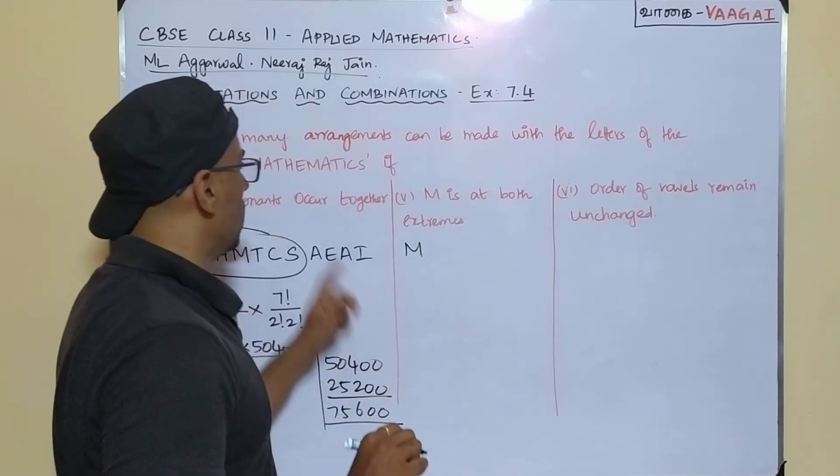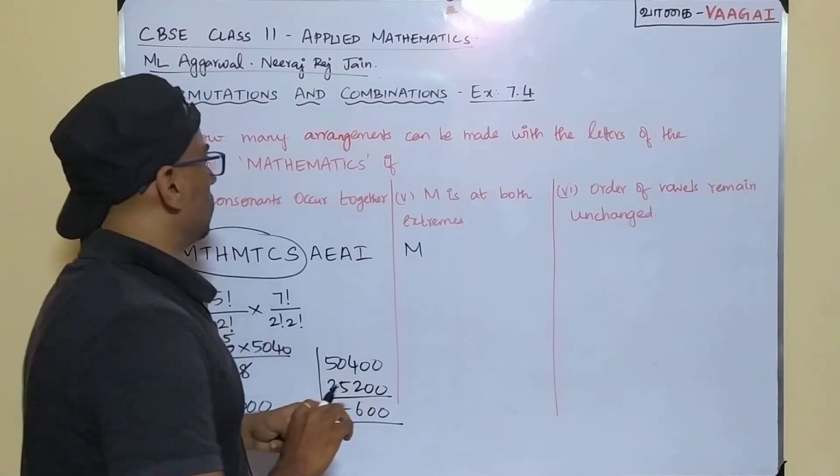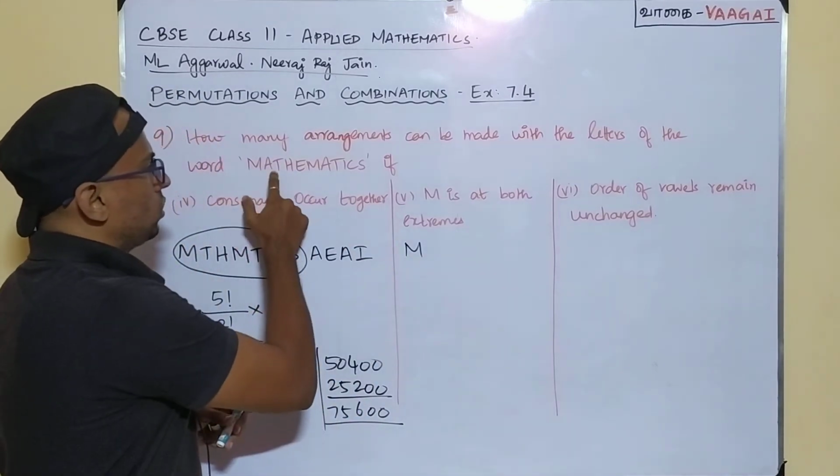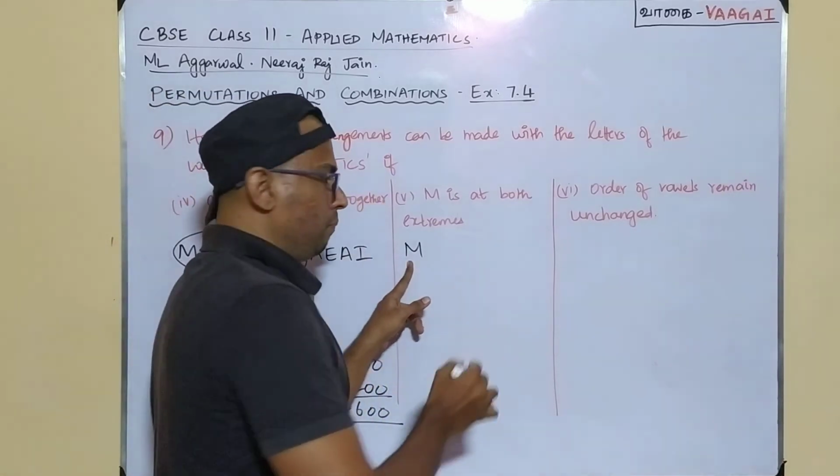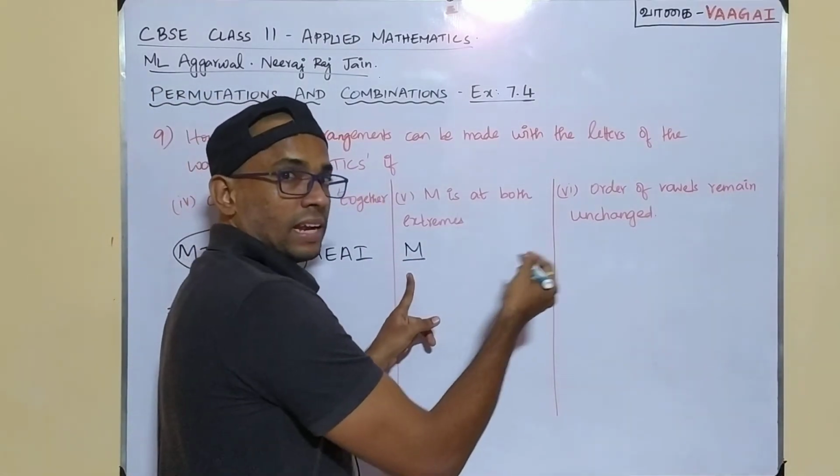This is going to be the condition. Totally there are 11 letters, right? There are totally 11 letters. So 1, 2, 3, 4, 5, 6, 7, 8, 9, 10, 11. 11 letters. So it should start with M and you should have the other remaining 9 letters.